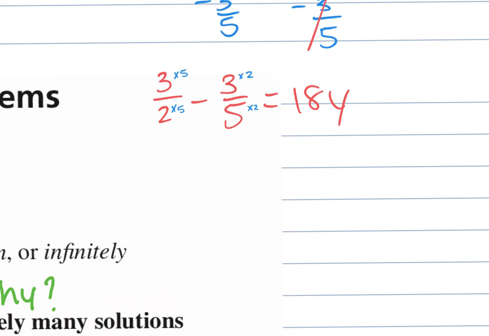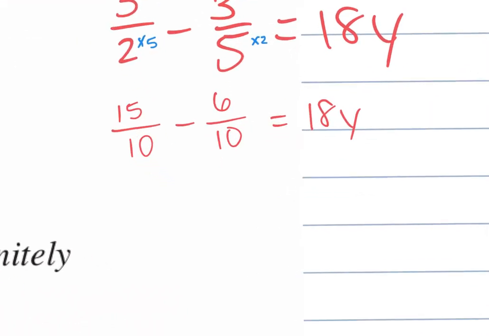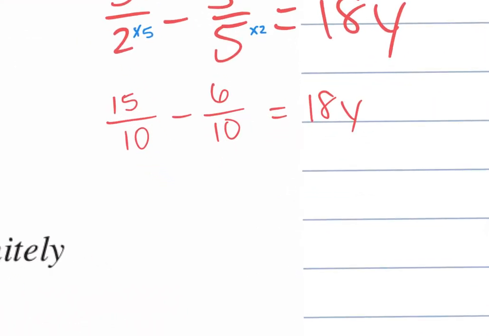Now watch what happens. 3 times 5 is 15. 2 times 5 gives me 10, minus 3 times 2 gives me 6, and 5 times 2 gives me 10. Now we do have a common denominator. This stays the same as 18y. We haven't touched the right side. And now we can subtract them. 15 minus 6 is going to be 9 over 10, which is equal to 18y.